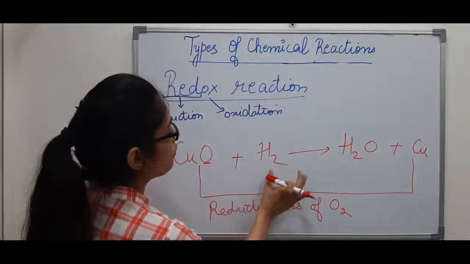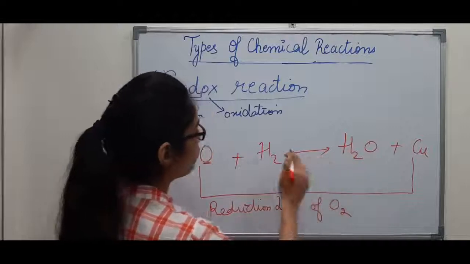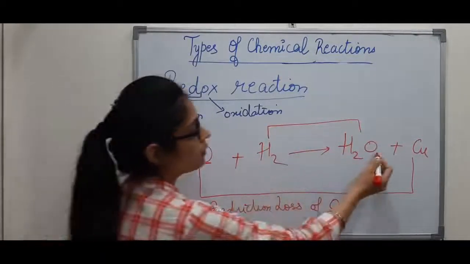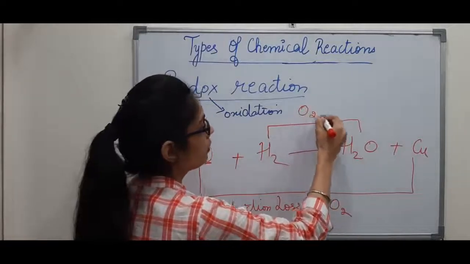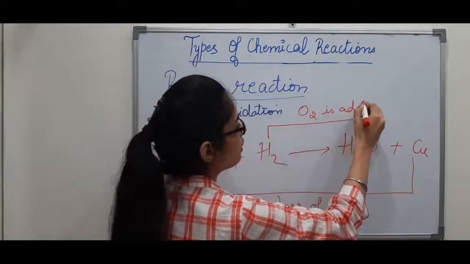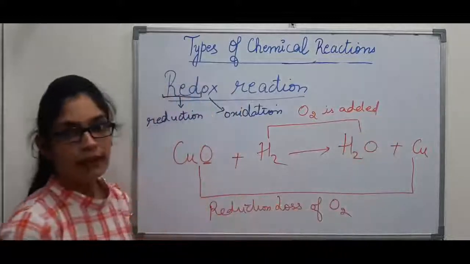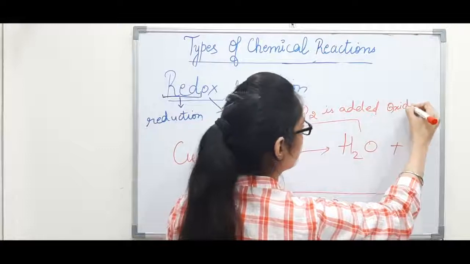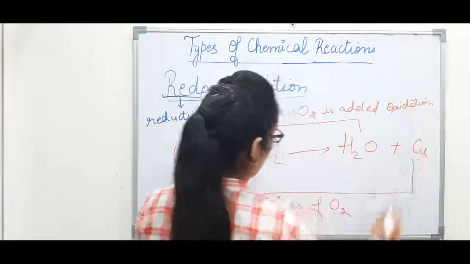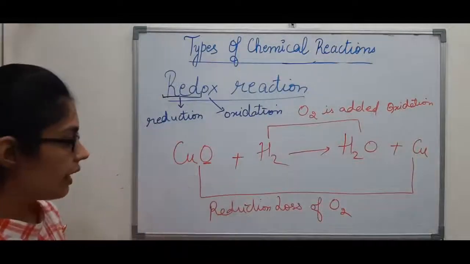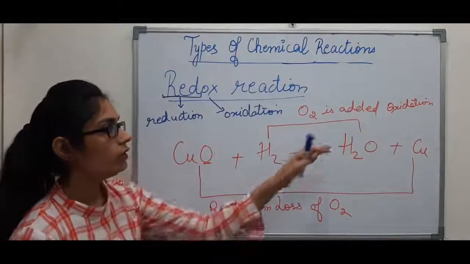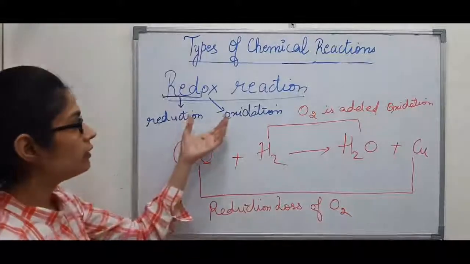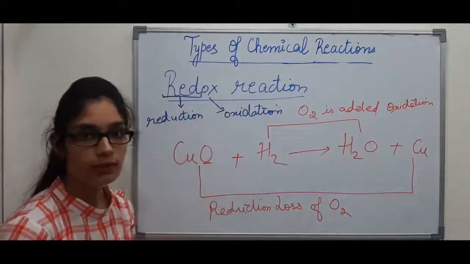Now let's see from H2 to H2O. So here I can see oxygen has been added. Oxygen is gained or added, and gain of oxygen, I know, is oxidation. Again, in the given reaction, I can see both reduction and oxidation are taking place, due to which I can conclude that the given reaction is a redox reaction.